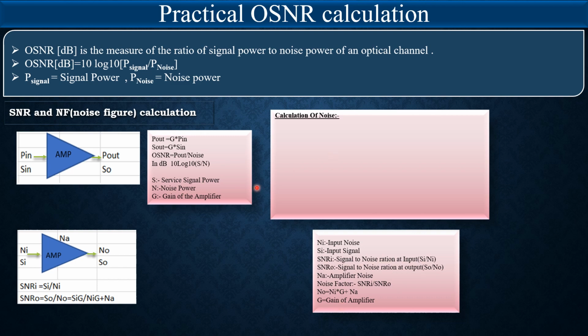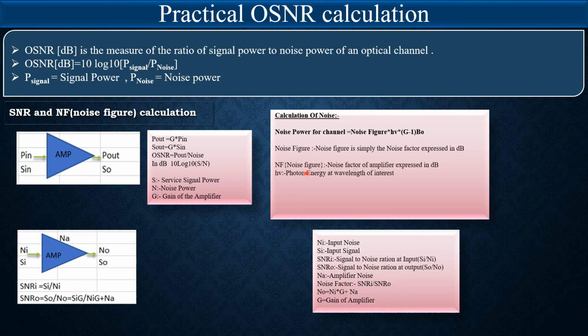Calculation of noise. How is the noise power calculated? Let's see. So, noise power of a channel, for a particular channel, is equal to noise figure into h nu into G minus 1 into B naught. Noise figure, you can see here, is nothing but the noise factor. But when this noise factor is expressed in dB, it is called the noise figure. So noise figure is simply the noise factor expressed in dB.